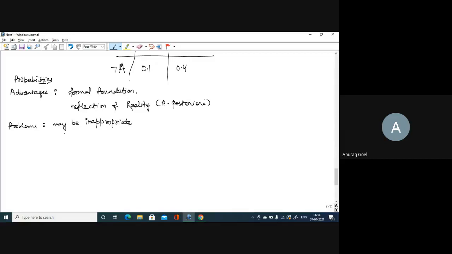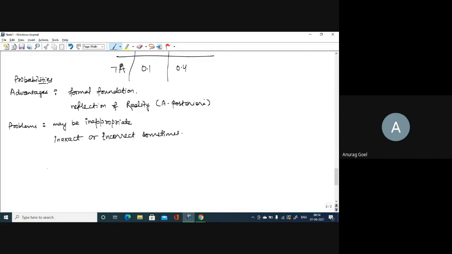because we are calculating a posteriori probability. That means predicting the possible outcome based on the past sample results. But the future is not always similar to the past, so that's why it may be inappropriate. It may be inexact or incorrect sometimes. That means especially for subjective probabilities. Okay, and that's it.